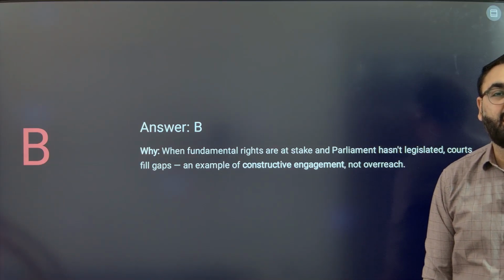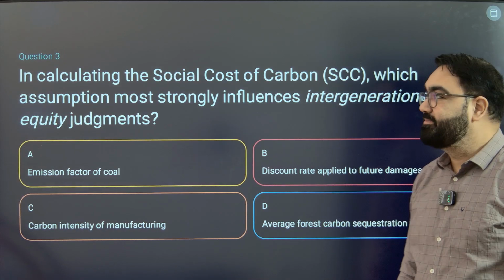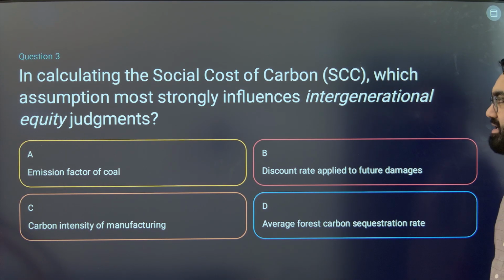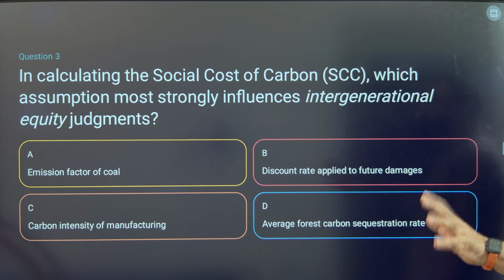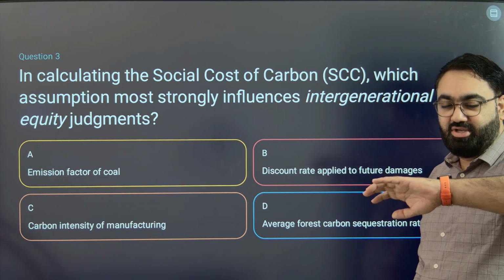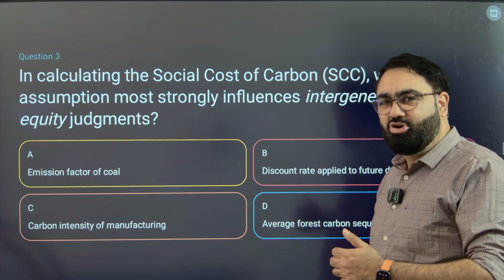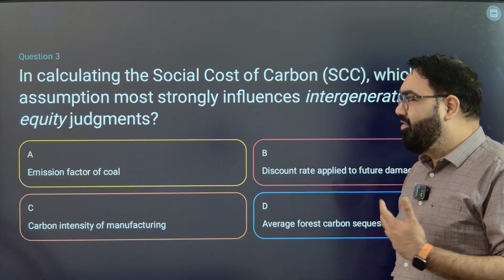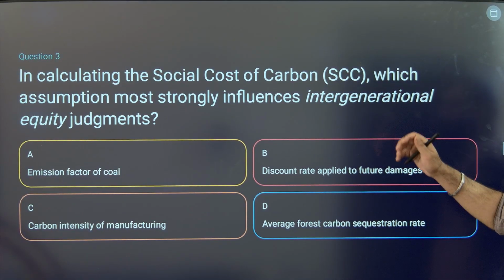Moving on to the third question for today's quiz. In calculating the social cost of carbon, which assumption most strongly influences intergenerational equity judgments? Again, it's a technical term. Social cost of carbon. As you can see, it's about pollution and the cost that it has on our society. What assumption influences intergenerational equity?